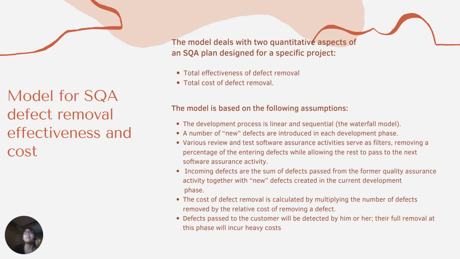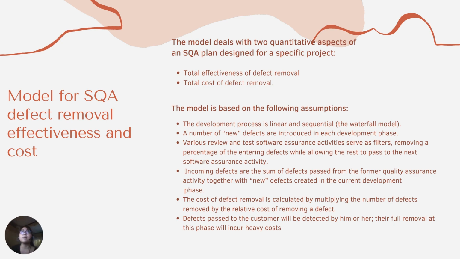The model is based on the following assumptions. First, the development process is linear and sequential, like the waterfall model. Second, a number of new defects are introduced in each development phase. Third, various review and test software assurance activities serve as filters, removing a percentage of the entering defects while allowing the rest to pass to the next software assurance activity.